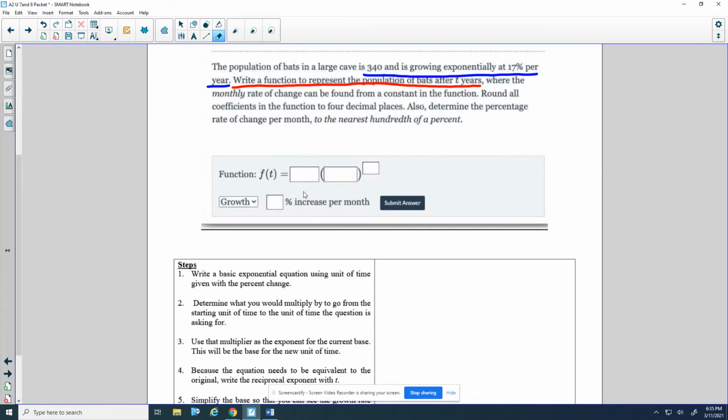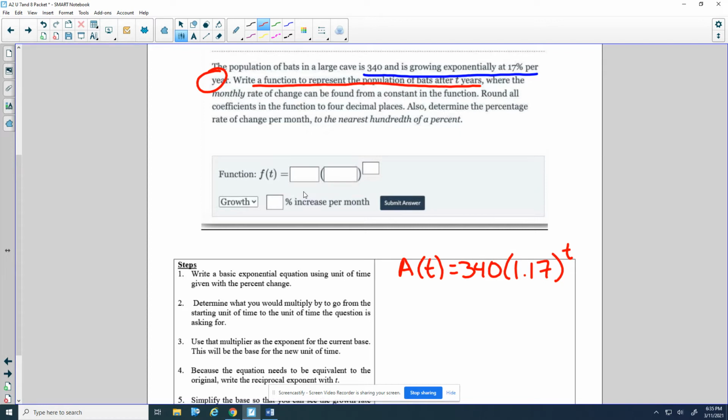The first thing we're doing is writing a basic exponential equation using the unit of time given with a percent change. That's years here. So this is our basic equation: P times (1 plus r) to the t. So that's 340 times 1 plus 0.17 to the t.